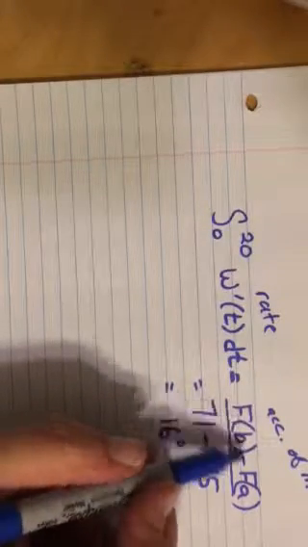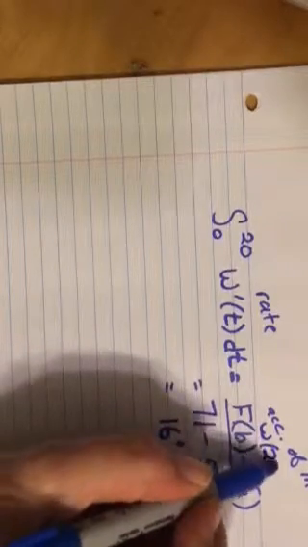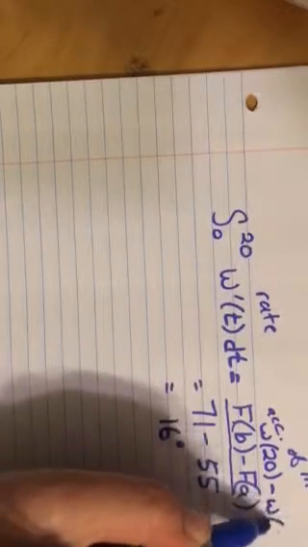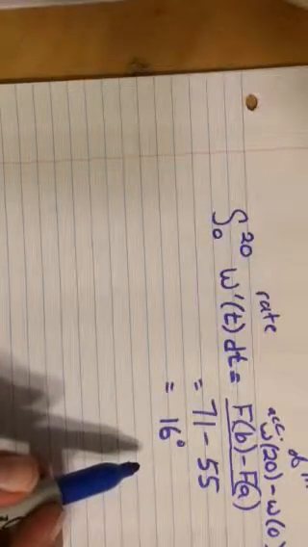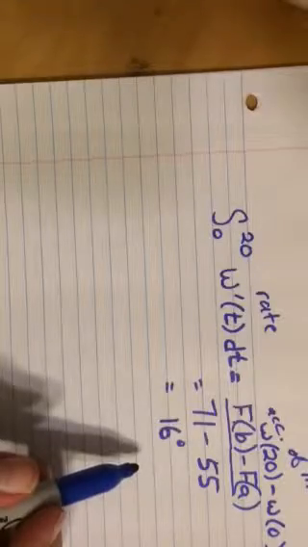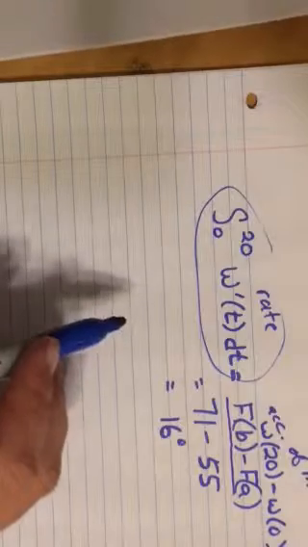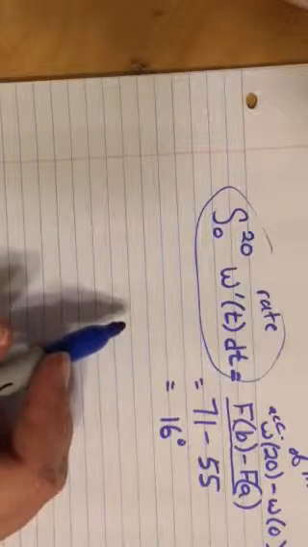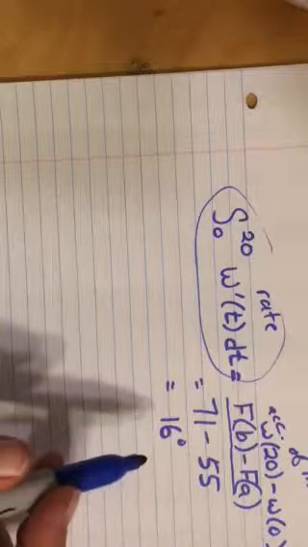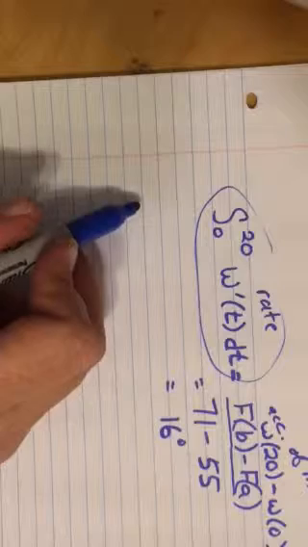Okay, the other thing you could put here instead of F of B minus F of A, you could just put W of 20 minus W of 0. Same thing. Hey, 16 degrees, I got it. And then they want you to explain it, interpret the meaning of what this means. And I think I just talked about it. But it's going to be the total net change in temperature of the water from 0 to 20 minutes. So if you write that, you're in good shape.